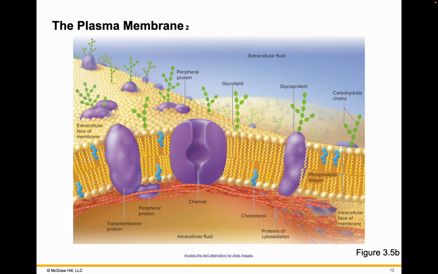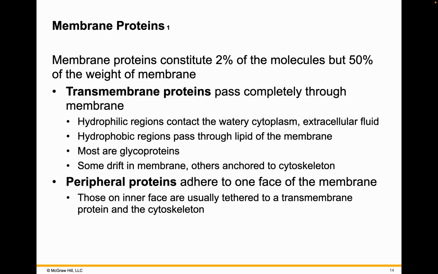So if we take an artist's rendering of the cell plasma membrane, we find all kinds of nice little molecules. We've got our phospholipid bilayer. We've got proteins embedded into the membrane, shown in purple. And we've got cholesterol molecules. Those membrane proteins are about 2% of the molecules, but about 50% of the weight of the membrane.